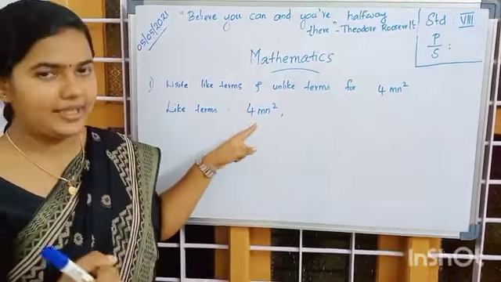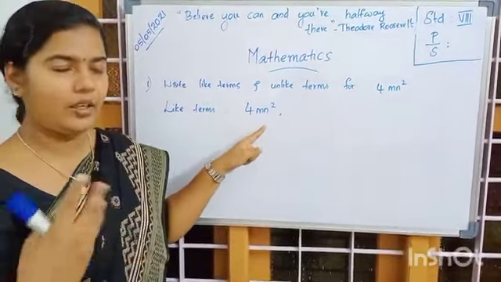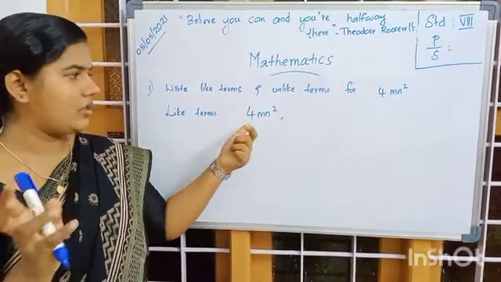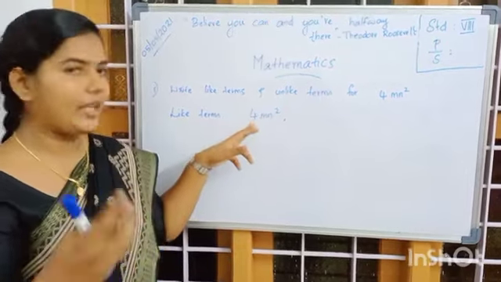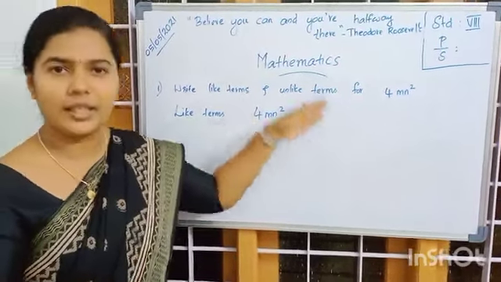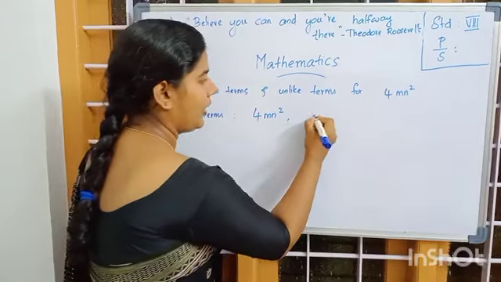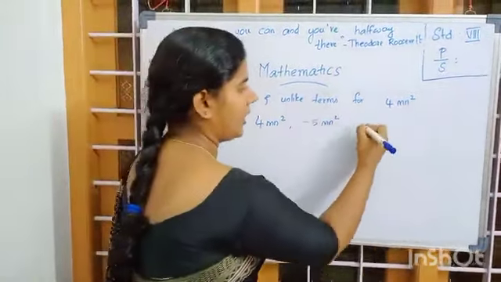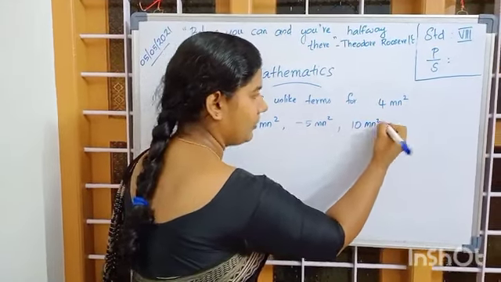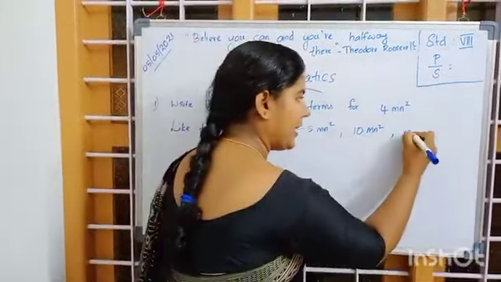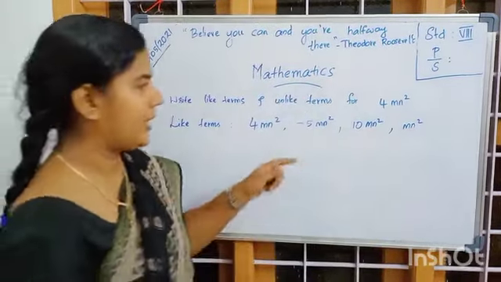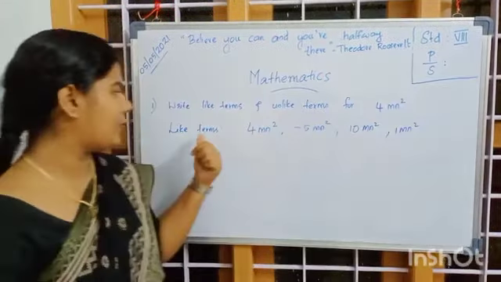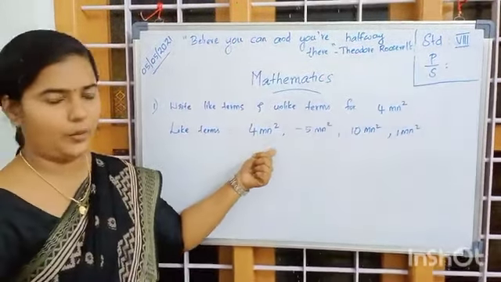So if you need a like term for 4mn square, what will be the difference? Yes, the change is only for the coefficient. So you can write any number instead of 4, you will get a like term. So negative 5mn square is a like term, and 10mn square is a like term. Mn square is a like term, right? Because mn square means here it is 1. So all these are examples for like terms of 4mn square.